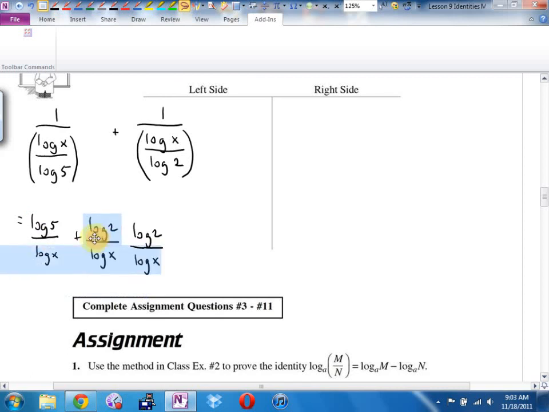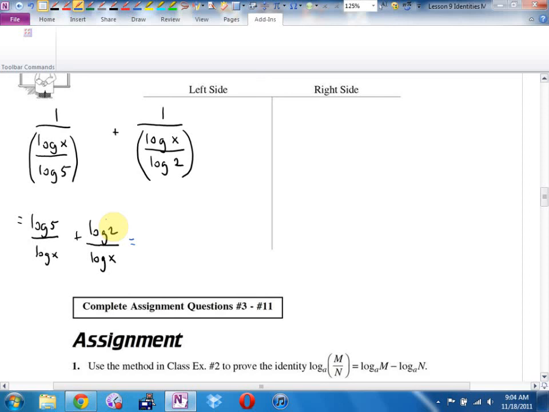So now what? How many fractions do I have on the left-hand side here? 2. How many do I have on the right-hand side? Let's see if I can combine these as one fraction. Now, how do I add fractions? What do I need before I can add fractions? I need a common denominator. Wait a minute. What's my denominator in the first fraction? Log x. What's my denominator in the second fraction? Log x. I have a common denominator.